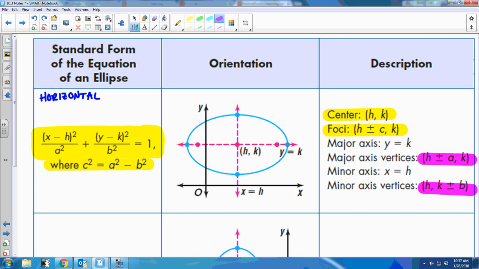So you still have a center at (h, k), just like a circle. Still the same thing. We just talked about A, B, and C, right? So A is the distance from the center to a vertex on the major axis, and B is from the center to a vertex on the minor axis. We know what A and B are. We normally don't know what C is, so they give us an equation. C squared equals A squared minus B squared. That is not the Pythagorean theorem, so be careful. I have just seen too many people put a plus sign there by accident.